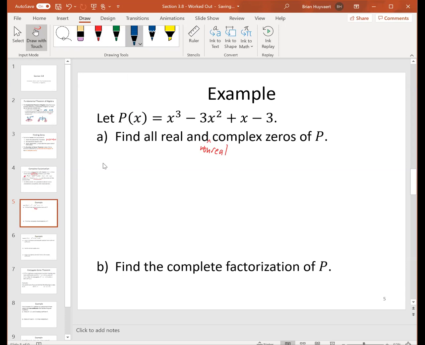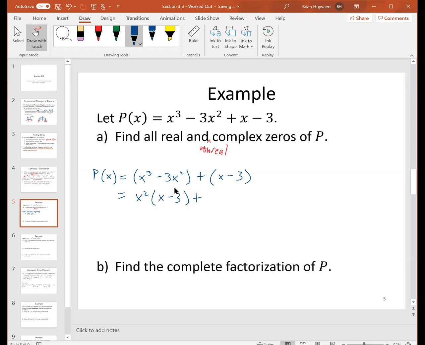So let's take our p of x, and we notice that there are 4 terms here. And when we have 4 terms, we're going to factor by grouping. So we're going to factor the first 2 terms together, x cubed minus 3x squared, and put the third and fourth terms together. What do the first 2 terms have in common? They have x squared in common, so we get x squared times x minus 3.